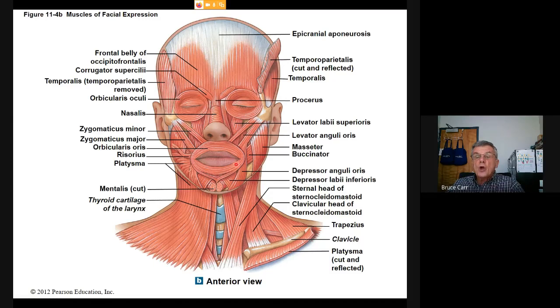Same thing here with the orbicularis oris. Again, the names are telling you a great deal about either the function or the position or the shape of the muscle.